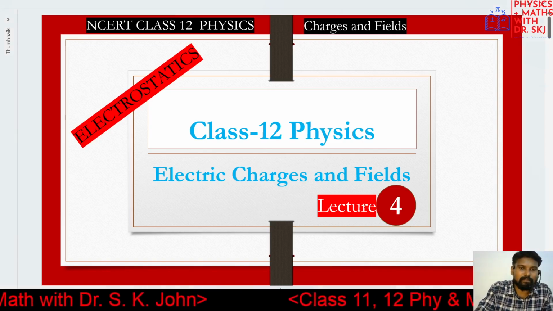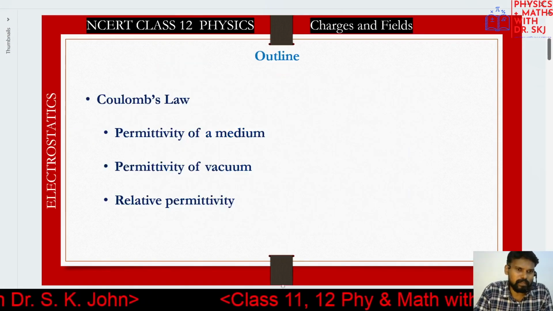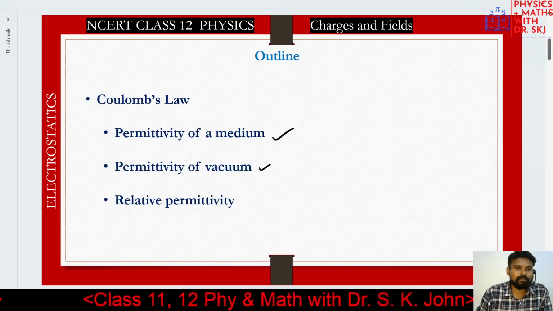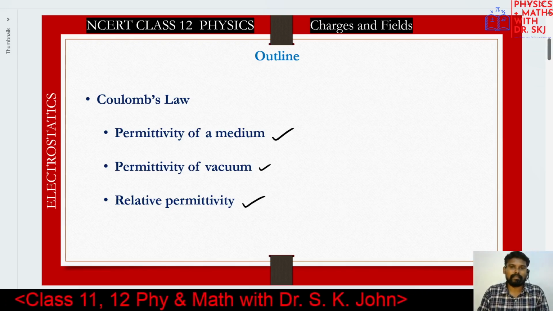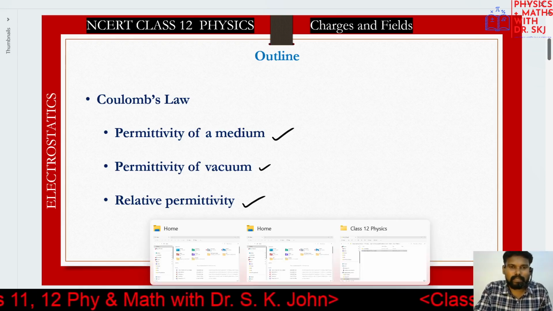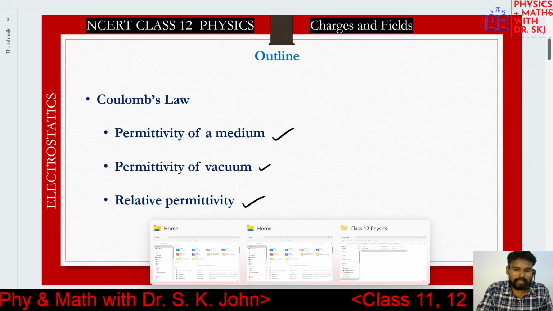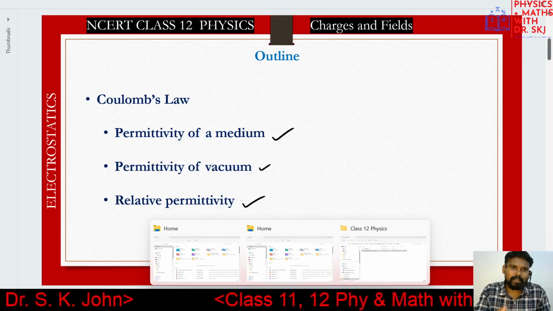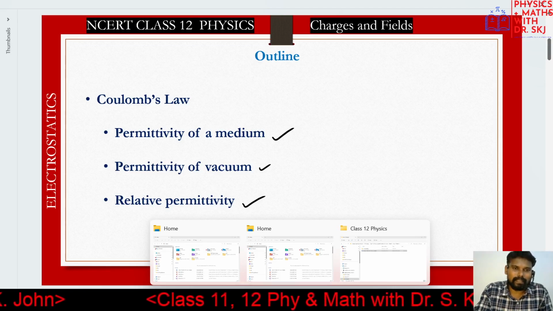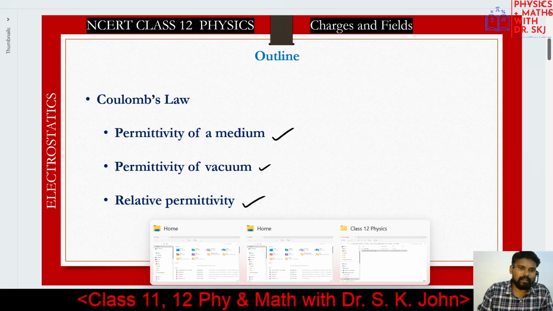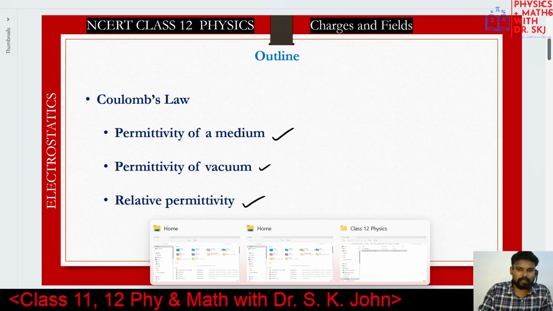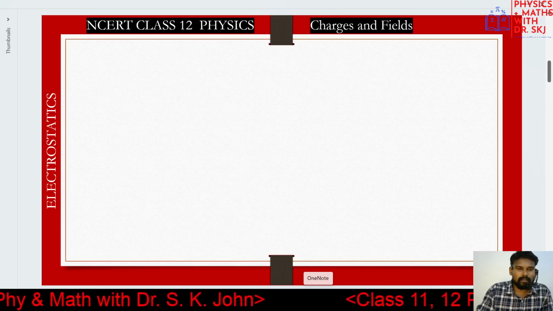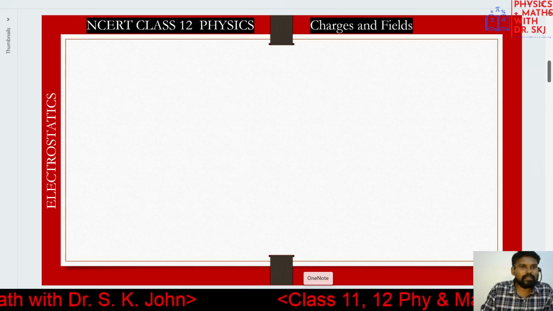In this lecture, we will be discussing Coulomb's law and some other terms like permittivity, permittivity of vacuum, relative permittivity, etc. Coulomb's law is the basic law of electrostatics. We have Gauss's theorem also, but that is not a basic one. It's a shortcut. You will study all those things in the coming classes. So we are going to Coulomb's law.